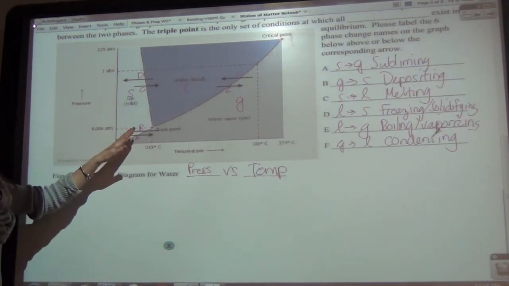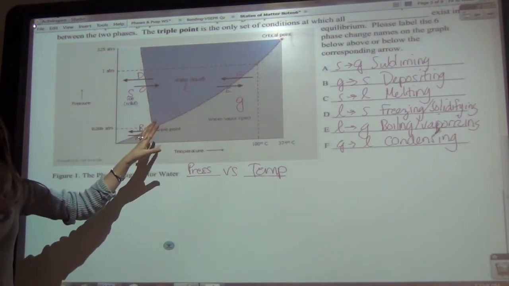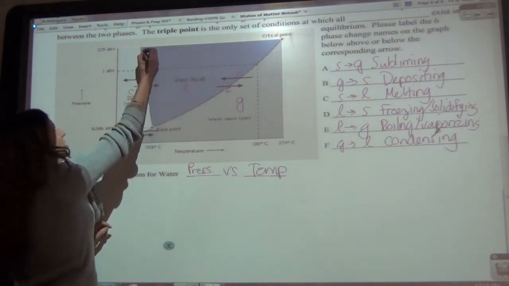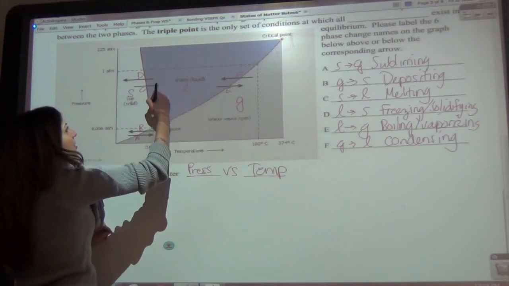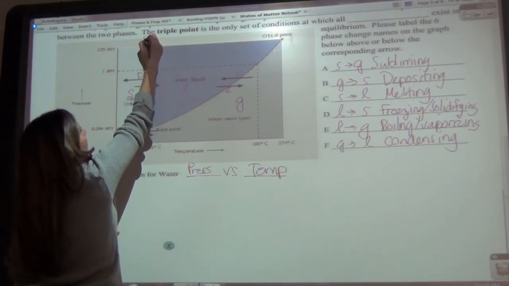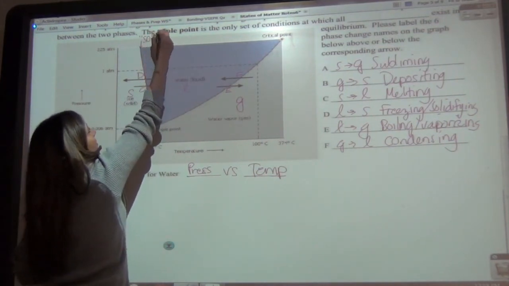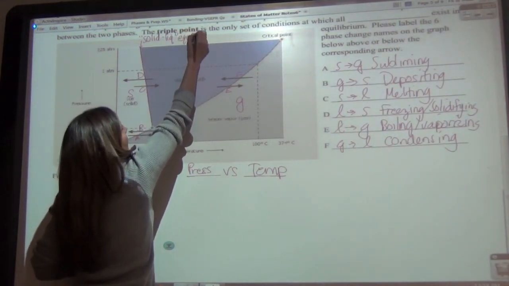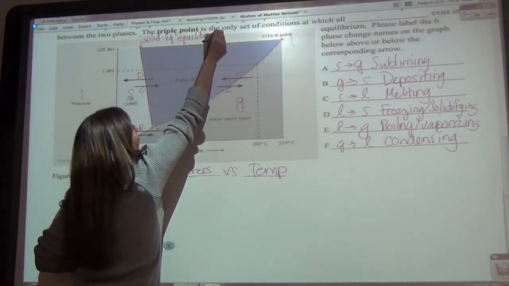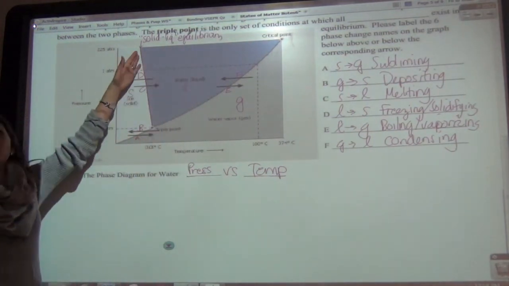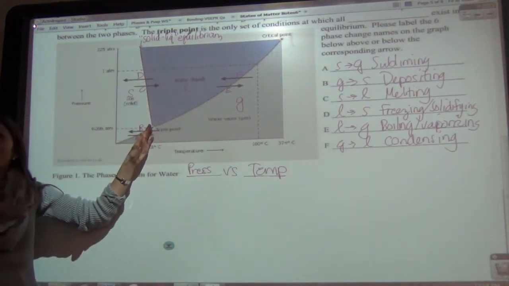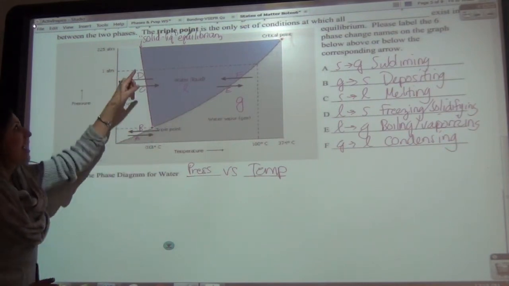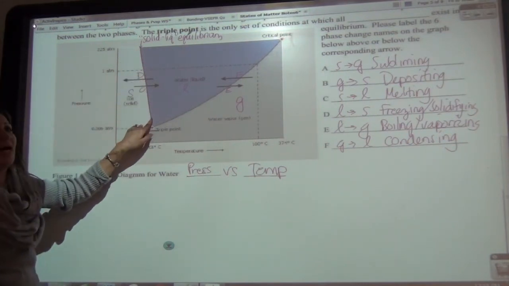Okay, a couple of things here. You need to make sure that you can fill out this chart yourself, so be able to label all the arrows. And not only that, let's talk about this line right here. This line is called the solid liquid equilibrium. Where your solid liquid equilibrium is, this is crazy, you could actually have melting happen at any point on the line.